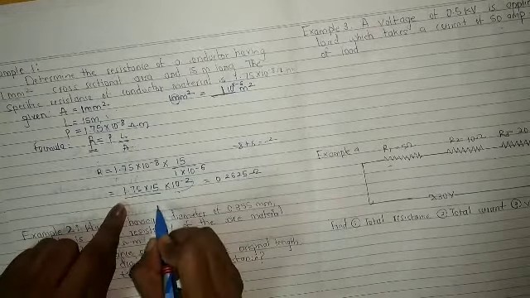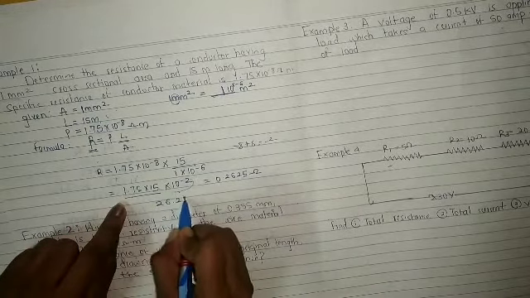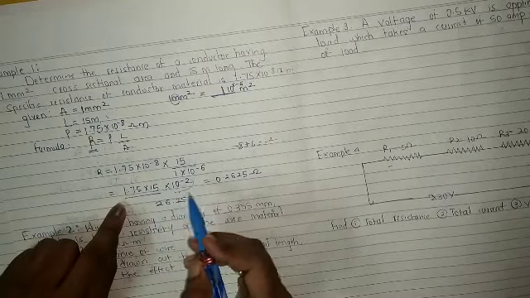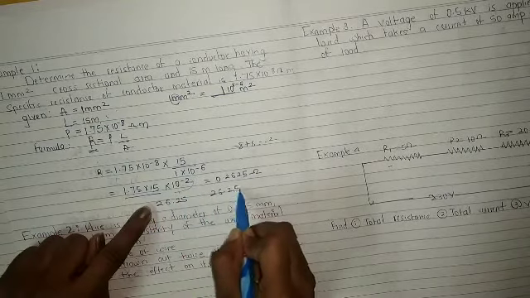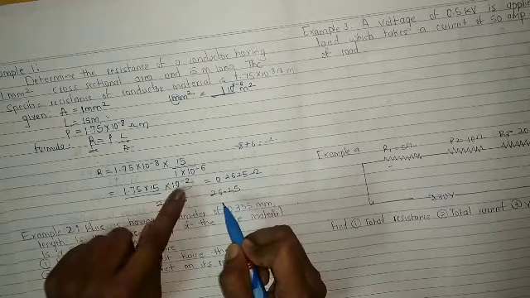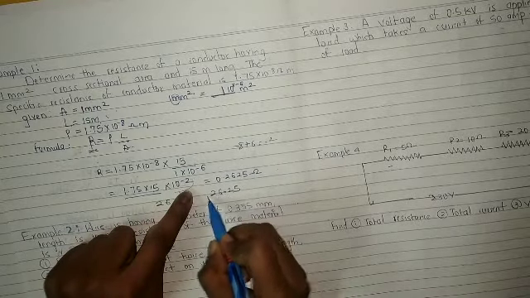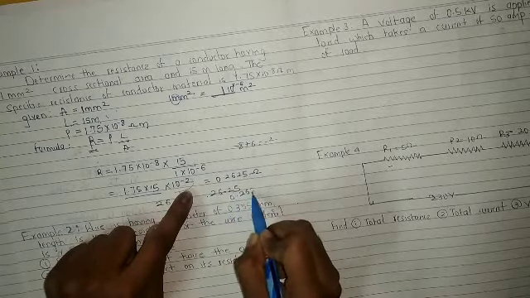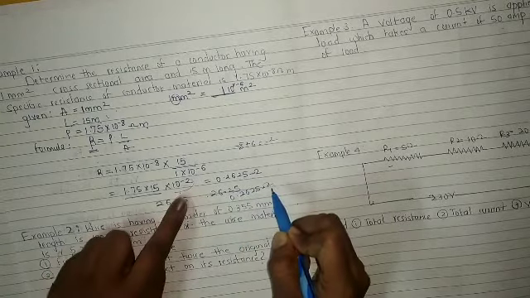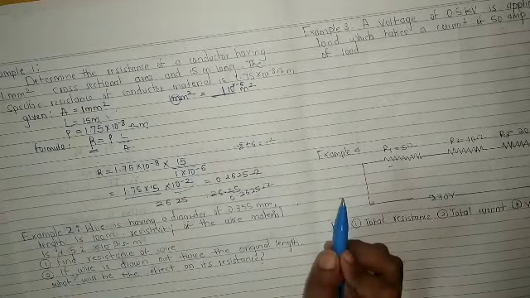And this answer is 26.25, and this 10 raised to minus 2. So 26.25: because of 10 raised to minus 2, the point will get shifted by 2 places here. So 0.2625 will be our answer. Okay.